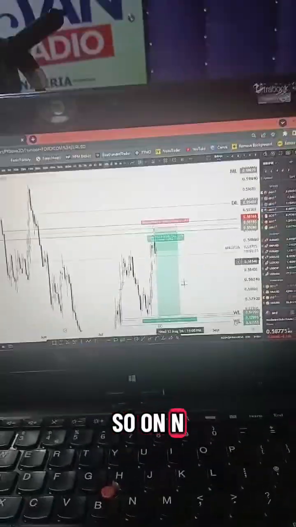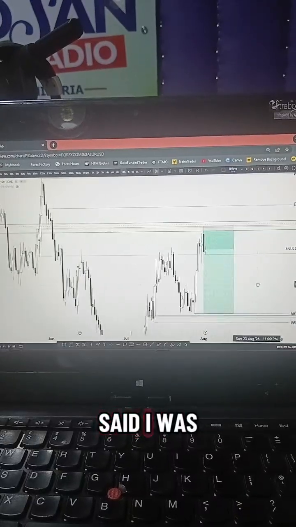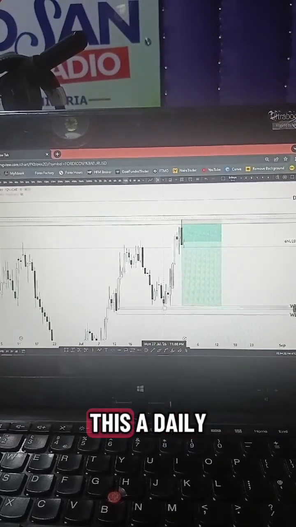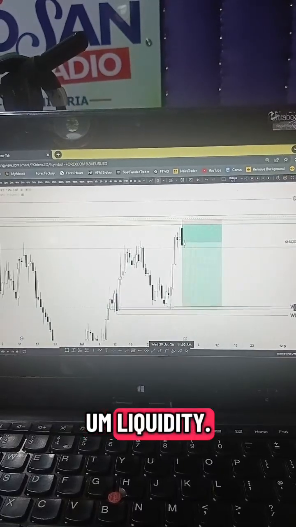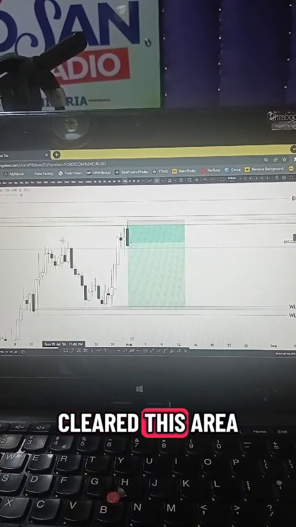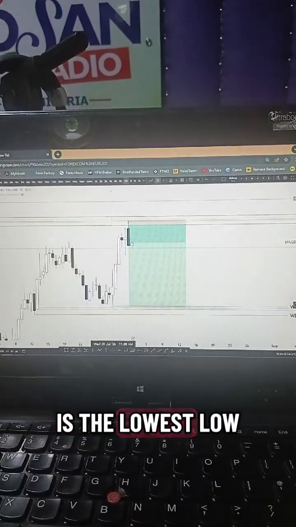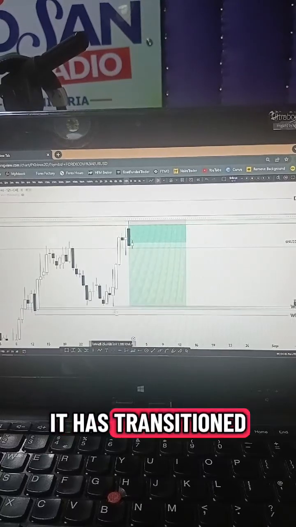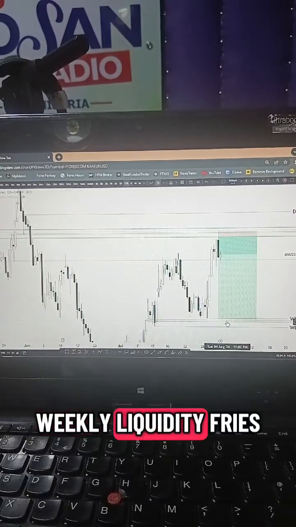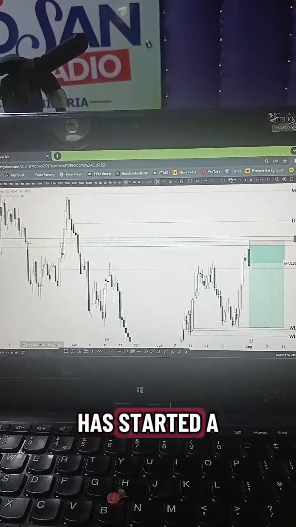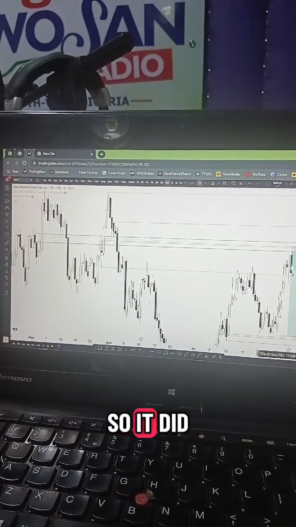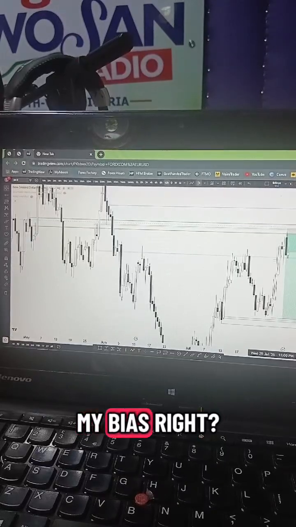So on NZD, I said I was expecting a sell, right? But I called this a daily liquidity. So this was the area I was only looking at, but price has cleared this area now. And this is the lowest low. So it's no more a daily liquidity. It has transited to weekly liquidity, right? So now, since it is a weekly liquidity, price has tapped a weekly zone here, this green. Price has tapped it already. So it did not change my bias, right?